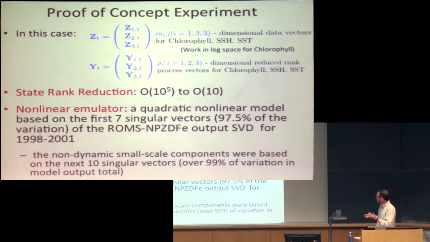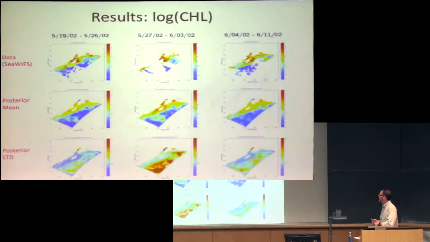So just to emphasize, I have 3 data vectors, 3 process vectors. The rank reduction here is on order 10 to the 5th to 10, so a lot of dimension reduction. Nonlinear emulator based on 7 singular vectors, and then a little bit about the non-dynamic ones, but that's not so important. Let me show you the results.